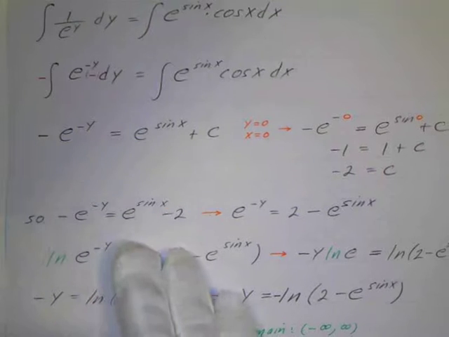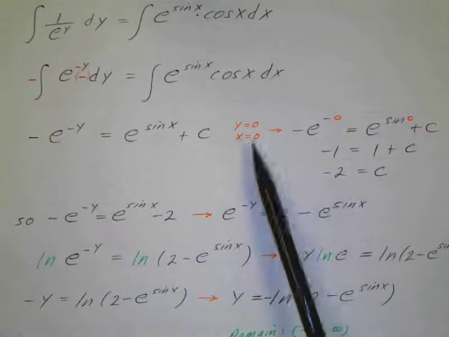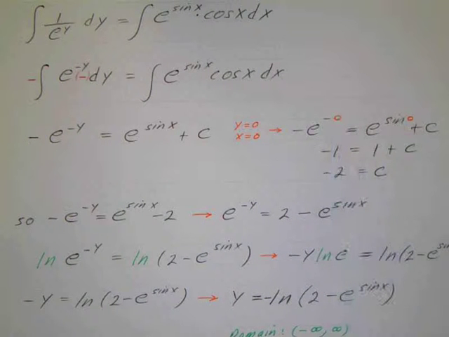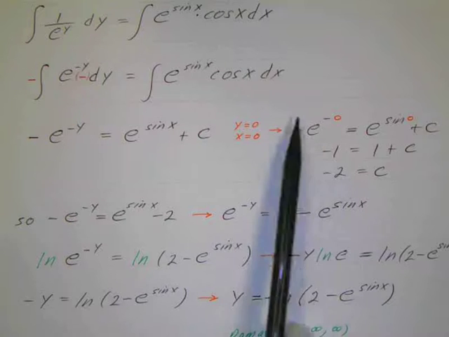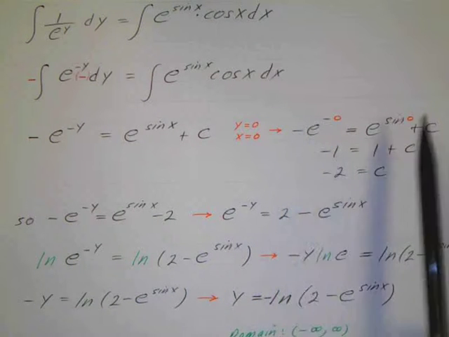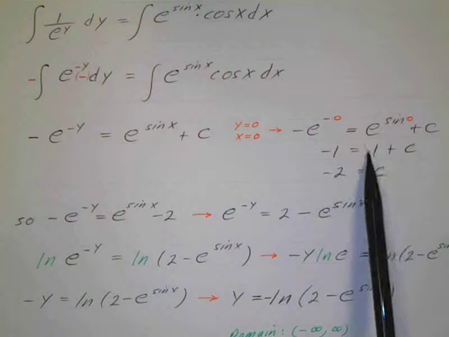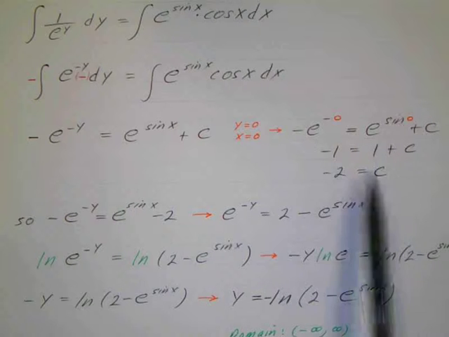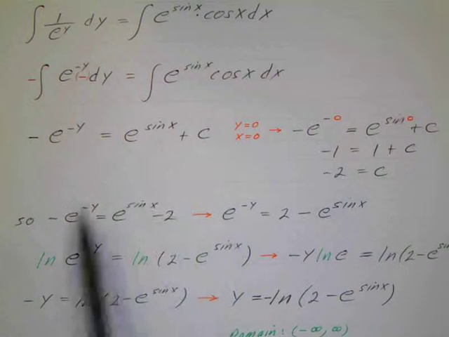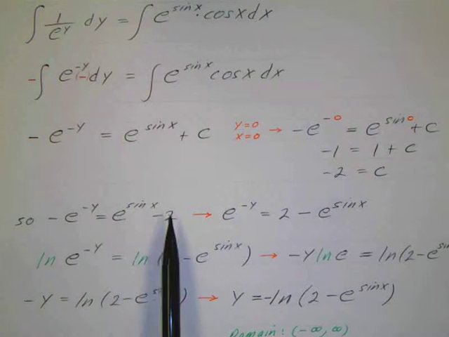Okay. And then I've got my initial condition over here. I know y equals 0 when x equals 0, so I'll put a 0 in for the y and a 0 in for the x. Well, e to the negative 0 is like e to the 0, which is 1, so I've got negative 1 on the left. What's the sine of 0? Well, the sine of 0 is 0. E to the 0 is, again, 1. And then if I subtract 1 from both sides, I have c equals negative 2. So the negative 2 goes here. So I've got negative e to the negative y equals e to the sine of x minus 2.